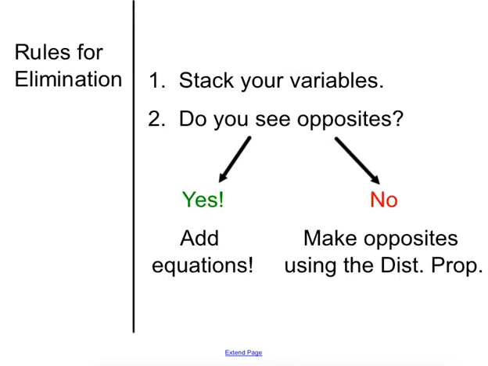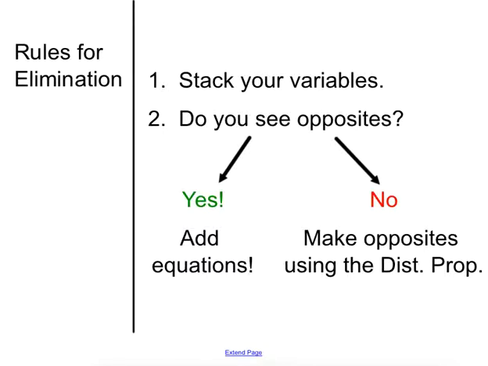First thing I'd want you to get down here is a couple of rules for elimination. The first rule of elimination is that you need to stack your variables. What that means is your variables need to be lined up, so your x's need to be over your x's and your y's need to be over your y's. Basically, your equations need to be in the same form, so all in standard form or all in slope-intercept form. They need to look the same.